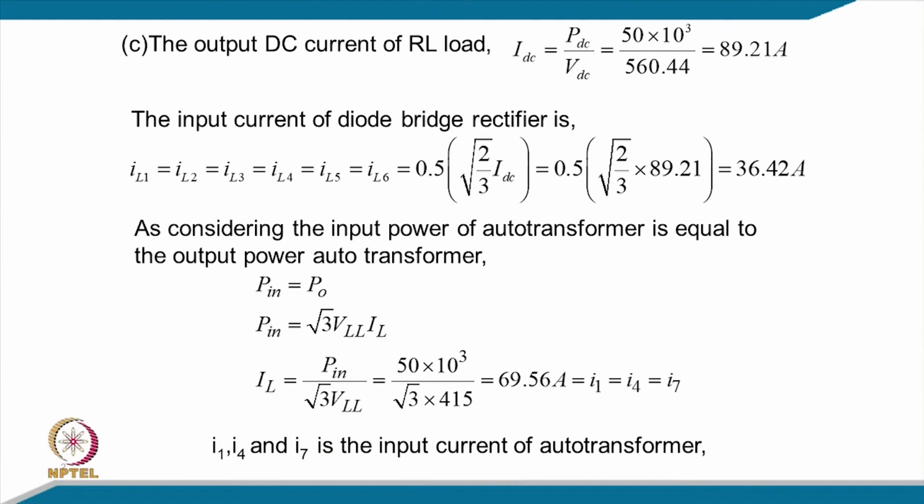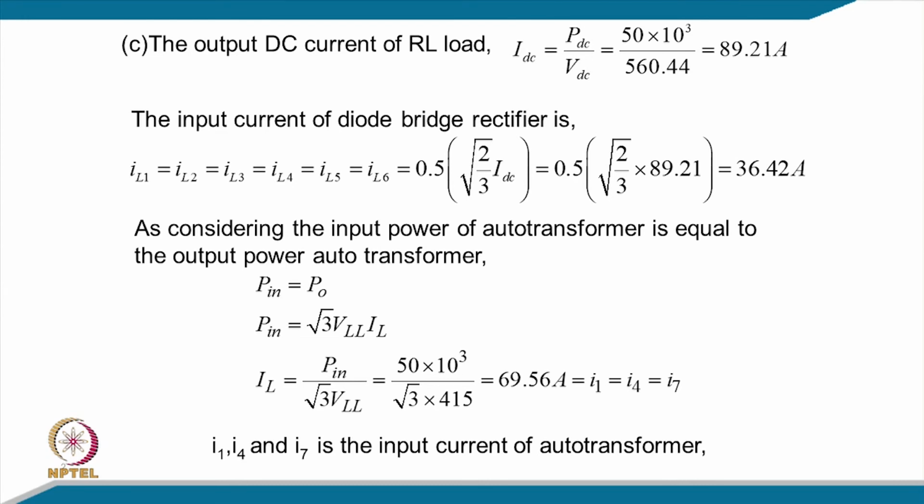Coming to the calculation, the load current you can find out from power divided by the DC voltage, which comes to 89.21 ampere. You can find out the RMS diode bridge current of all currents, that is root 2 by 3 times ID for 6 pulse. Then, considering the power, neglecting the losses, considering primary input power equal to output power, you can find out from this, because here you do not have any reactive power burden because of the diodes, and we consider displacement close to unity.